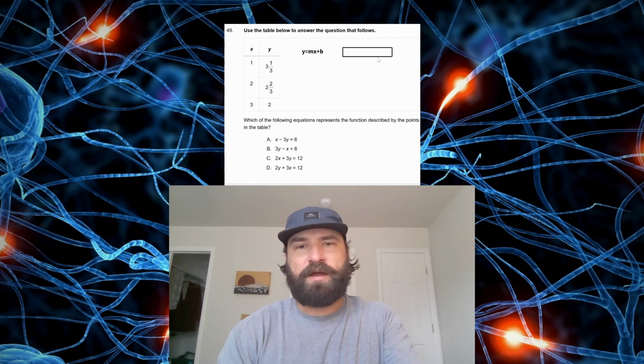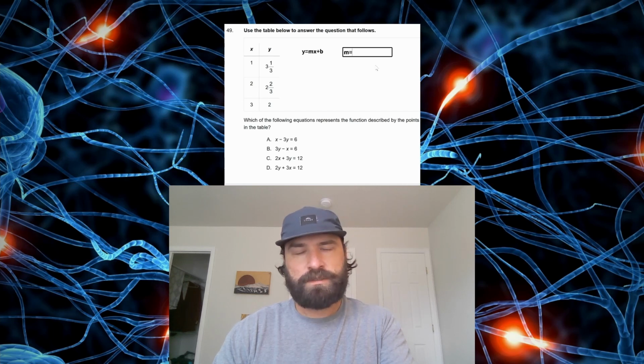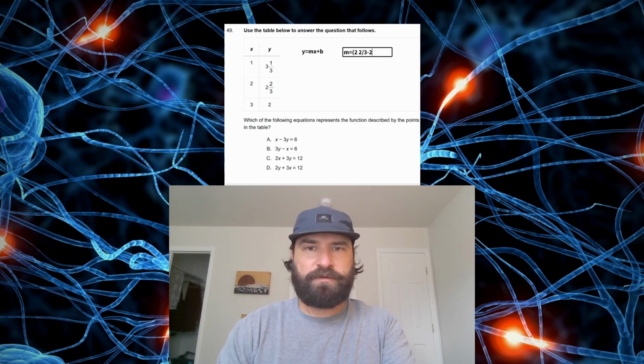So I'm going to make my m calculation. m equals, I'm going to pick 2 points. I'll just use 2 2/3 and 2 for my y values, and 2 and 3 for my x values. So the second and third points in the table. So m equals the change in y over the change in x. So m equals 2 2/3 minus 2, so our first y value minus our second y value. That's going to be over our first x value minus our second x value, so 2 minus 3.